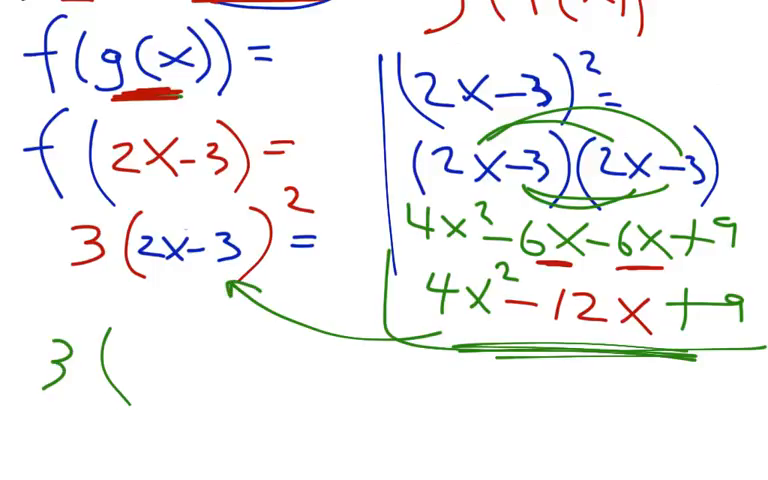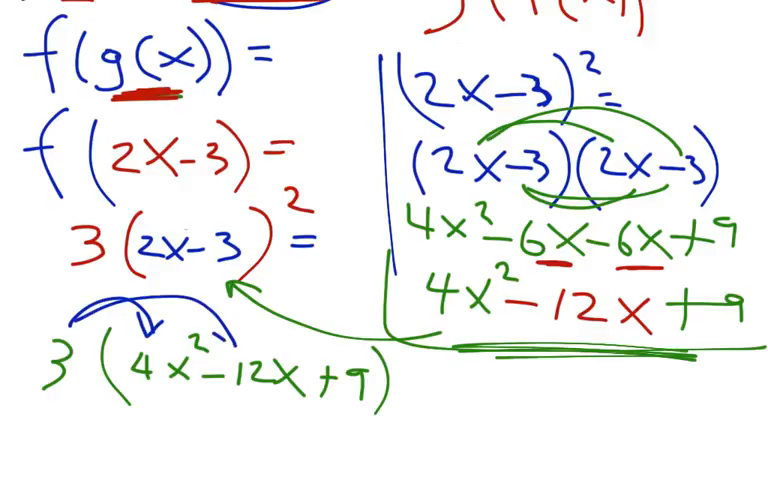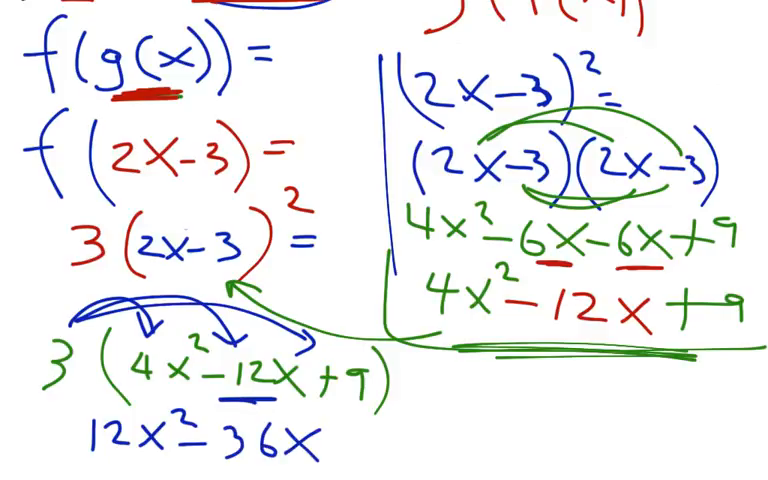The 3 is on the outside, and I'm going to replace 4x squared minus 12x plus 9. That 3 wasn't affected by that exponent. That's why I didn't affect it. Now I'm going to distribute on every single one of them. 3 times 4 gives you 12x squared. 3 times negative 12x is negative 36x. And 3 times 9 gives you 27.